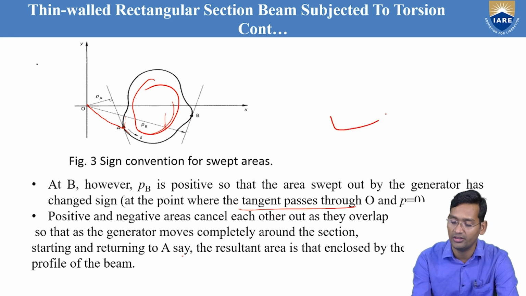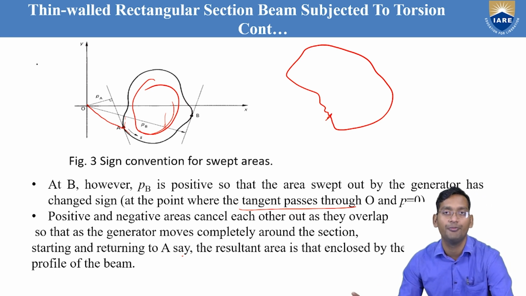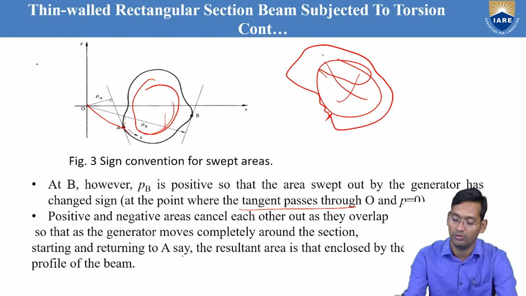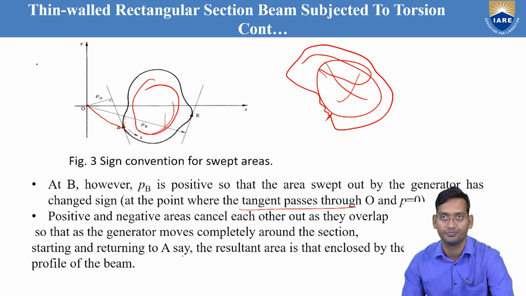So here it should start, and it can go any way depending upon the generator, but it must come back here only, it should end here only. Then whatever area is swept, that will be the resultant area.